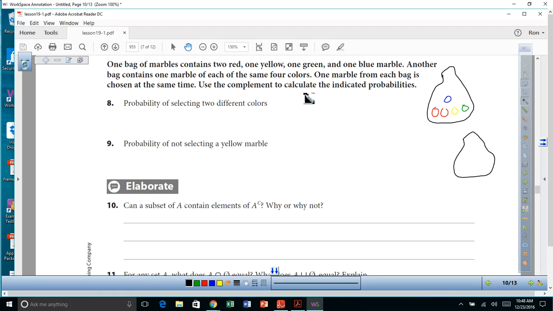Draw us another bag, and 1 marble from each bag. Okay. And another bag contains 1 marble of the same 4 colors. So we've got a red, a yellow, a green, and a blue. All right.